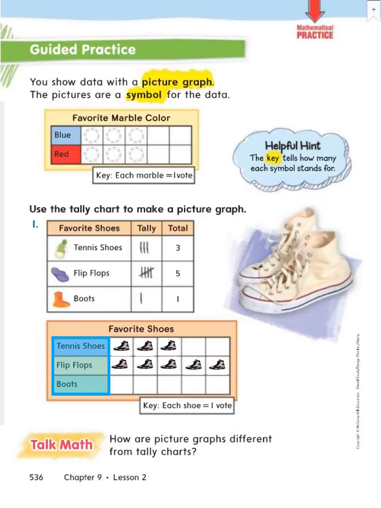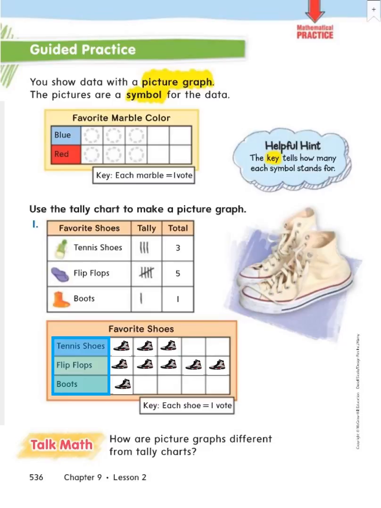And of course, how many shoes am I going to put in the row for boots? Just 1. Now, we don't go crazy with pictures. This isn't art. Okay, and many times we'll just use an X or something like that. So picture graphs and tally charts can both give us the same information.